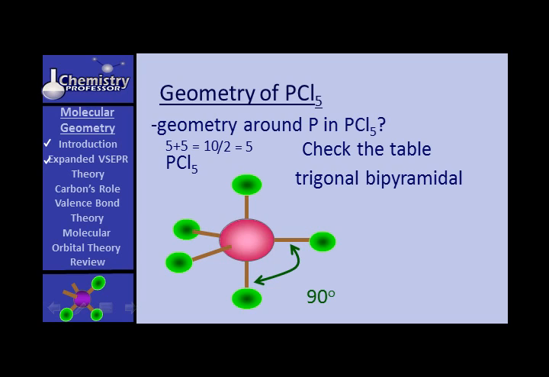These bond angles are 90 degrees right here. These bond angles are 120 degrees. And these are 180 degrees. So you have 3 different angles here. You have 90, 120, and 180 degrees.